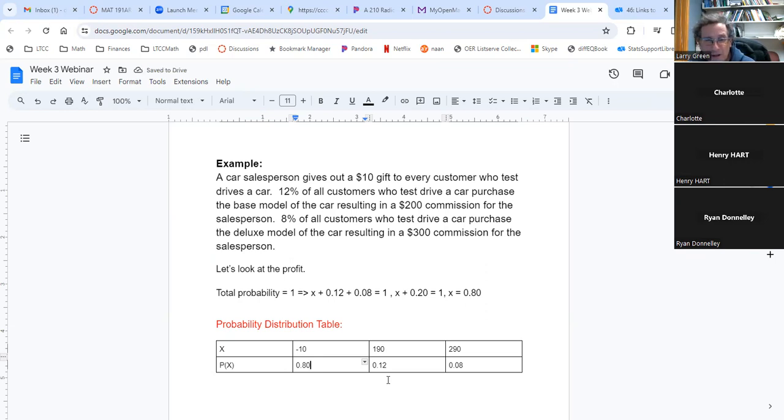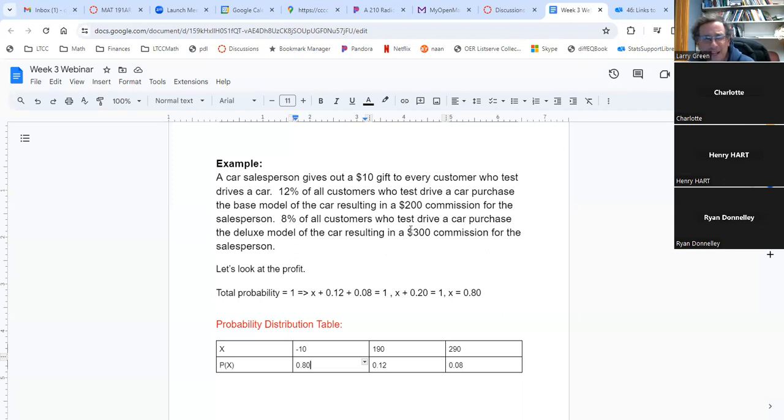Any questions at all on the probability distribution table? Okay, this is actually very, very useful for many, many things. As you can see, business is one of them. In the real world, a lot of times this 12% and 8%, you get by working for a couple months and seeing what happens. Do you see how that works? Okay. Any questions on that?